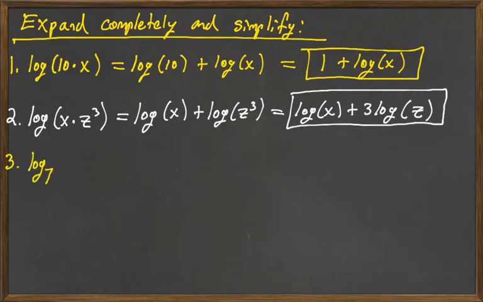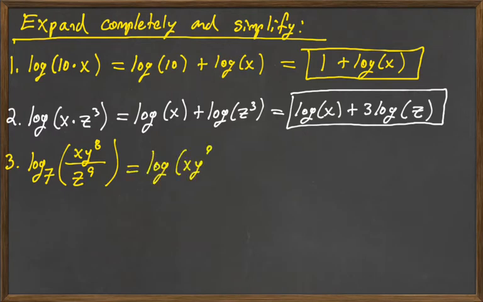So here we're going to look at log base 7 of x times y to the 8th over z to the 9th. So the first thing we're going to want to do is undo that division in some sense. We're going to use the quotient rule. So it's going to be logarithm of the top, so log of x times y to the 8th, minus log of the bottom, so log of z to the 9th, and that is using your quotient rule.